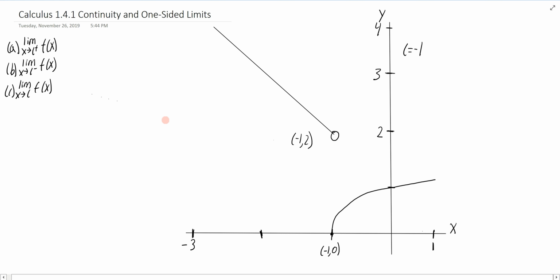Limit as x goes to c from the right. So from the right, we're going to be looking as we go from 0 to -1, because our c value is -1, as is established right over here. So as we go from 0 to -1, getting closer and closer and closer to -1 from the right, we're going to see that we go to 0. So this is a value of 0.